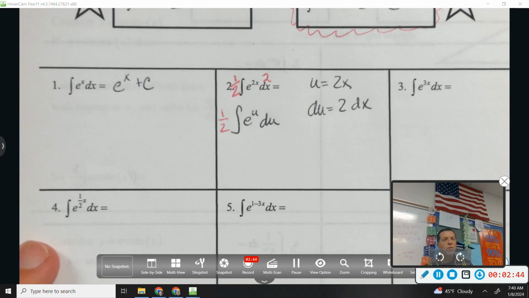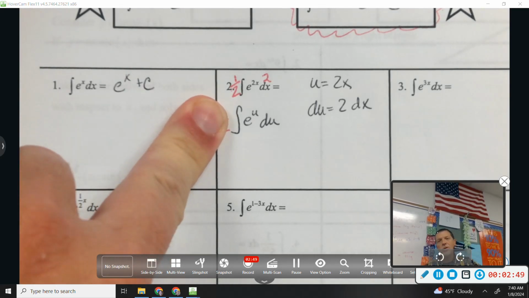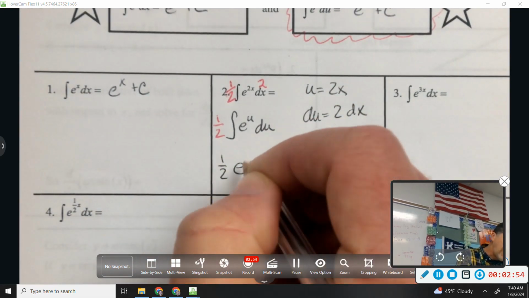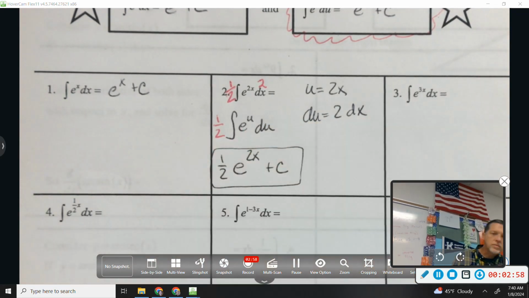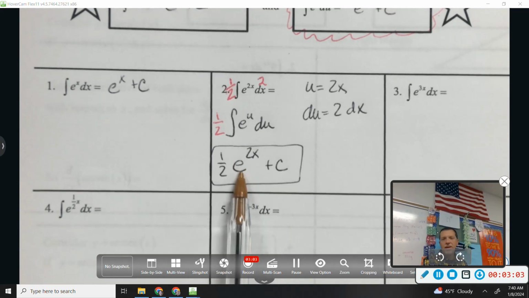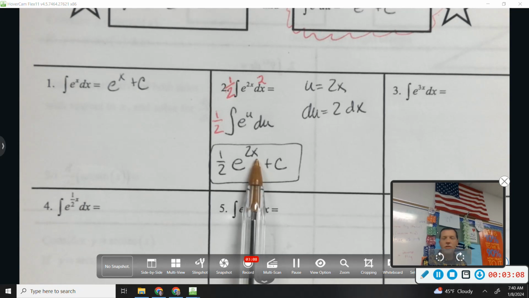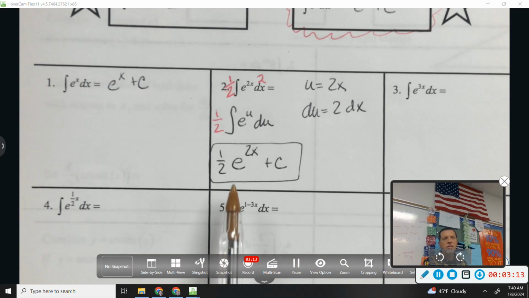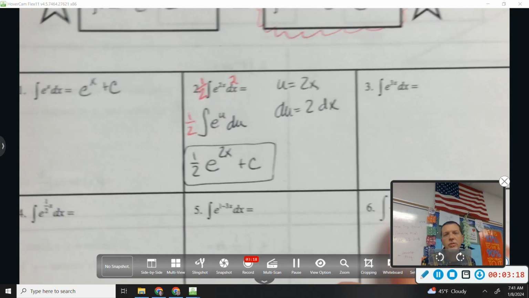Again, every single problem today, you're eventually going to get antiderivative of e to the u du. It's all about the u substitution to get there. So 1/2 e to the 2x plus c. And if we think about checking that by taking its derivative, the derivative would be e to the 2x times 2 for the chain rule, and the 2 times 1/2 would cancel each other out. So again, the u substitution helps us undo the chain rule.